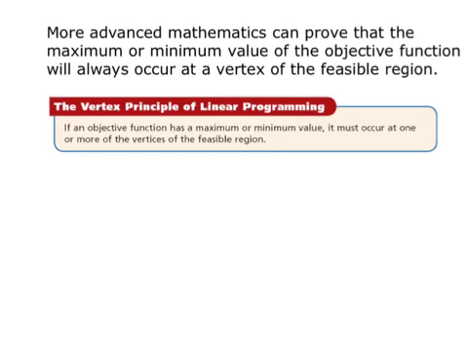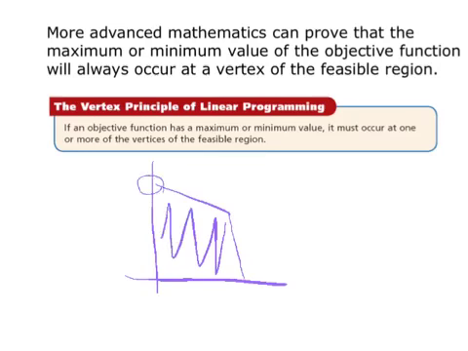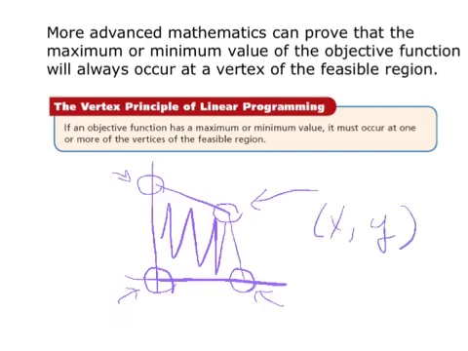More advanced mathematics can prove that the maximum or minimum value of the objective function will always occur at a vertex of the feasible region. Okay, you have a graph, you've shaded it. Your vertices are the corners, the edges. All right? If an objective function has a maximum or minimum value, it must occur at one or more of the vertices of the feasible region. So when we graph, we're going to find the ordered pair of each vertex.